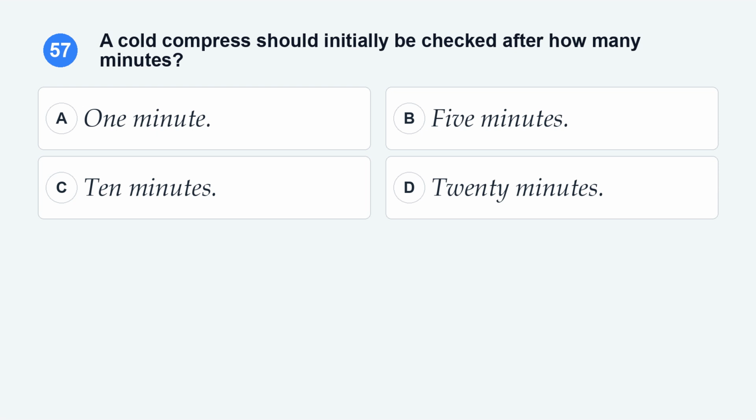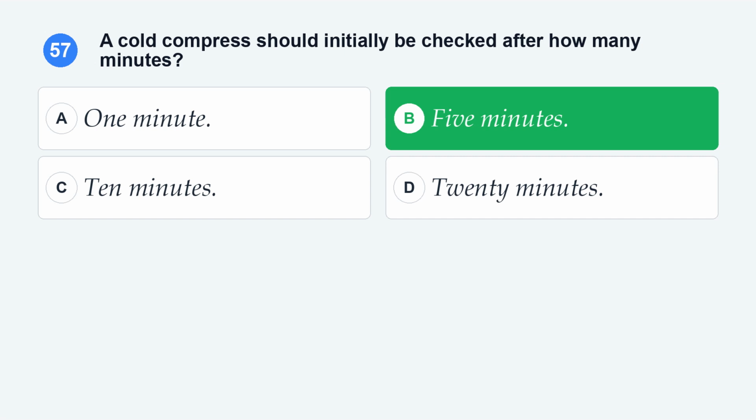Question 57. A cold compress should initially be checked after how many minutes? Option A. 1 minute. Option B. 5 minutes. Option C. 10 minutes. Option D. 20 minutes.